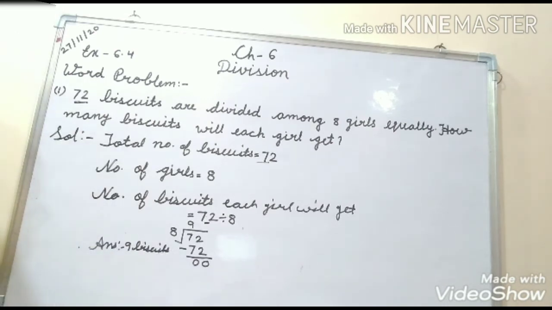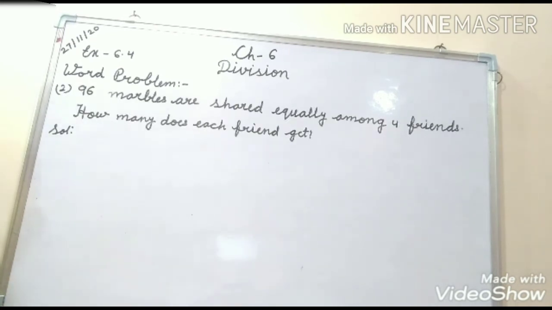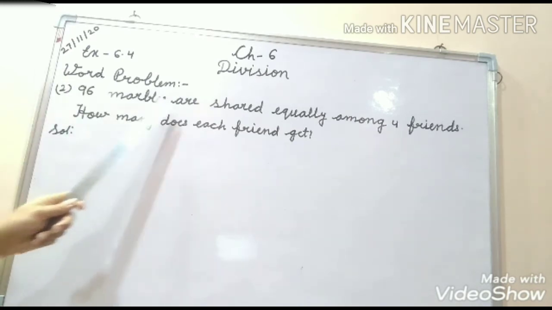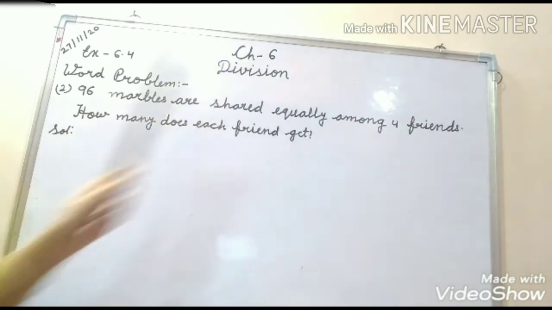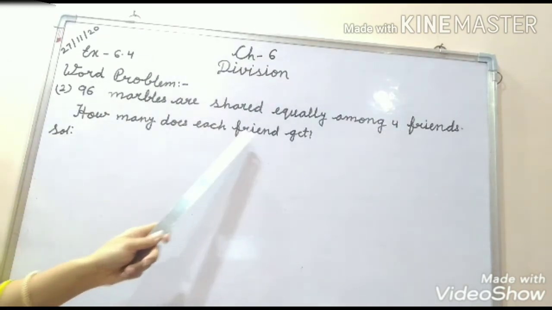Okay, hope you understood. I will give some more questions, then it will be clearer to you. Okay children, let's have another question. The question is: 96 marbles are shared equally among 4 friends. How many does each friend get?